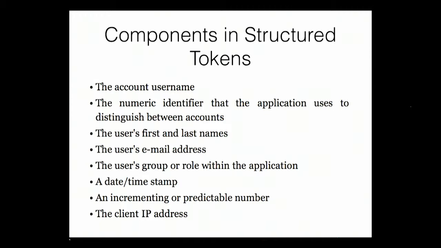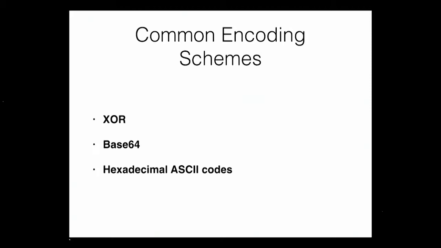So here's things you put in structured tokens. Username, a numeric identifier, first and last name, email, and all that jazz, IP addresses, date and time. These are all meaningful things you might use to construct your token, but they're predictable. You can encode it with systems. Some common systems are XOR, Base64, and Hex. We just looked at Hex. That's the simplest system. Once you have done Hex and turned it into binary, you then might add XOR or Base64 to it.